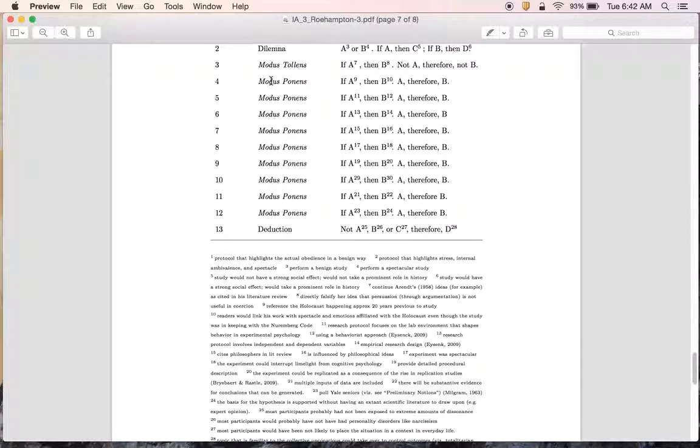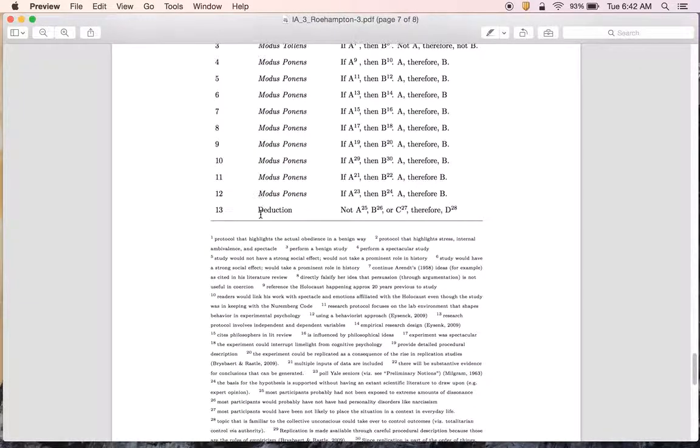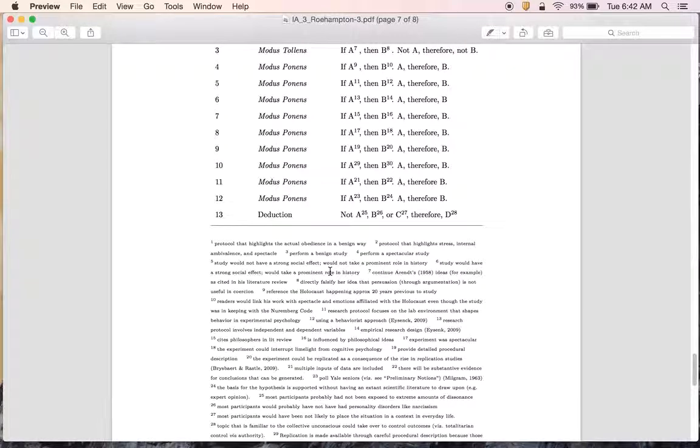Then I use, for number 4, modus ponens, or ponens. If A, then B. A, therefore B. So this is the method of putting. Okay. Let's look at it. Number 9. If A, then B.